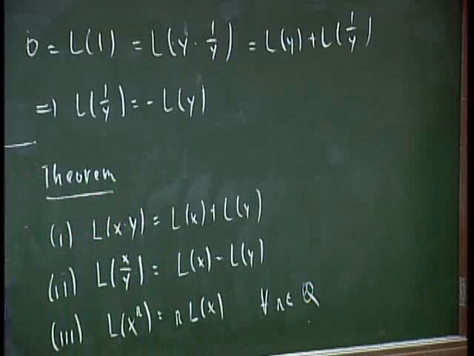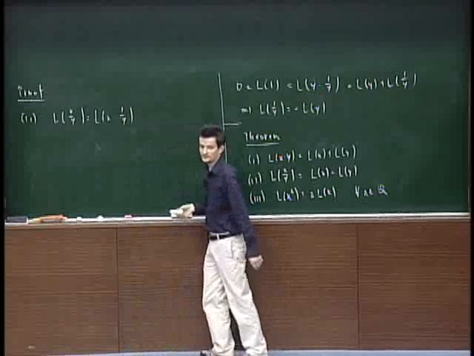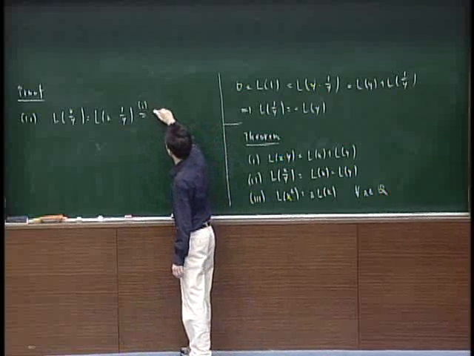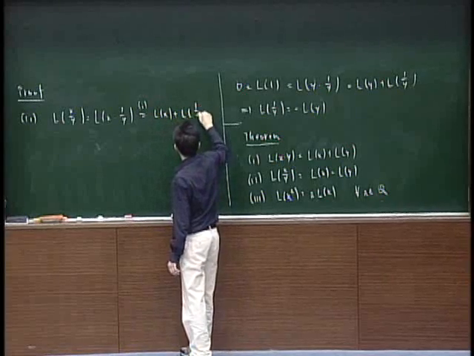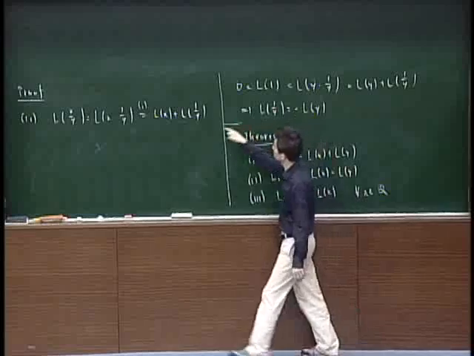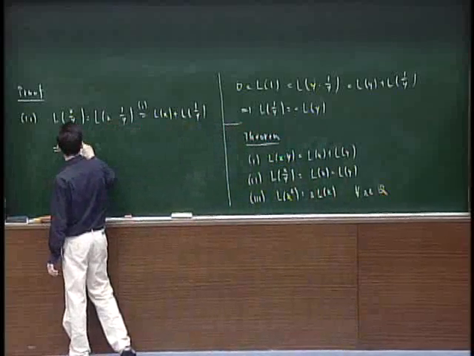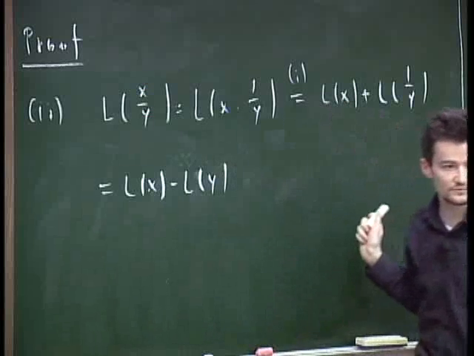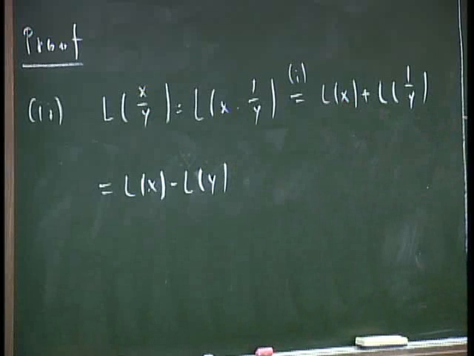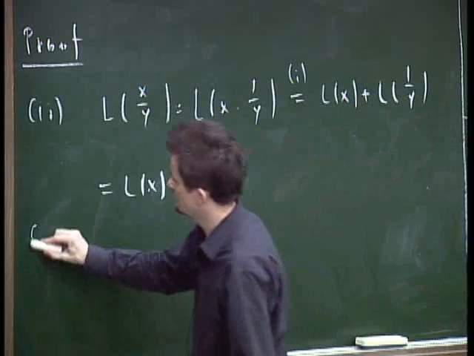Now from this we can deduce the second property. So L of x over y, we can write this as L of x times 1 over y. But this here, because of the first property which we have already proved, is L of x plus L of 1 over y. And because of this property, this is minus L of y. So what we get is L of x minus L of y. Okay, so this confirms this property here. Now what is left is the last one.